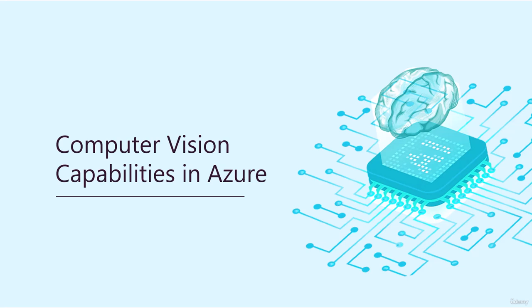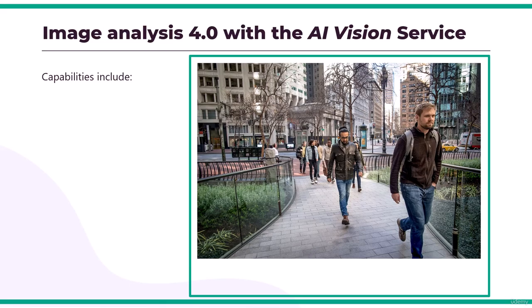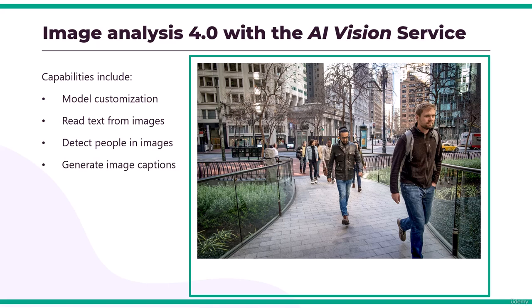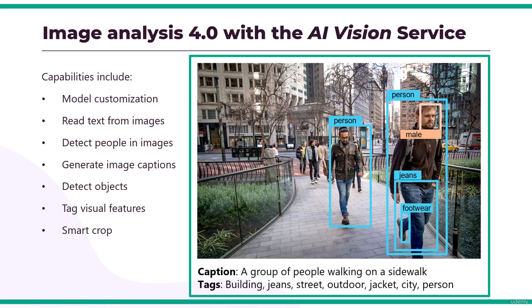Now let's focus on computer vision capabilities in Azure. In this module, we are going to focus on Image Analysis 4.0 with Azure AI Vision Service. This particular model focuses on multiple capabilities, which includes model customization, read text from images using OCR, detect people in images using face detection, generate image captions, detect objects, tag visual features, as well as smart cropping, which are associated with that.